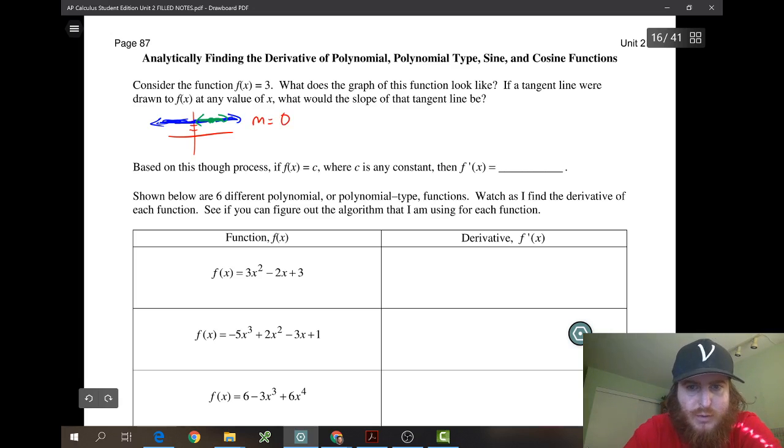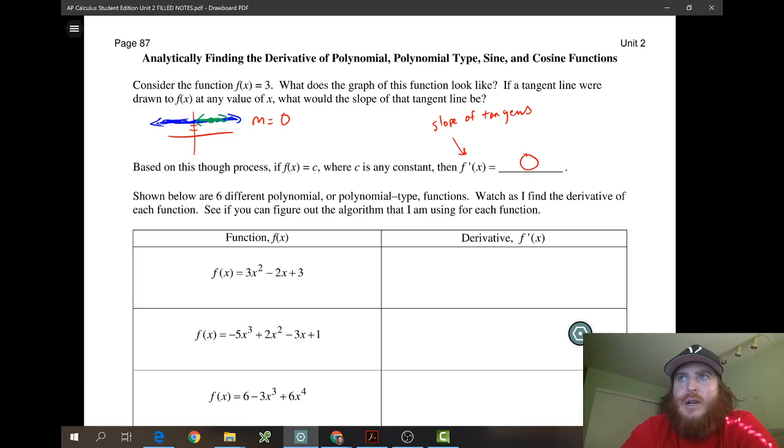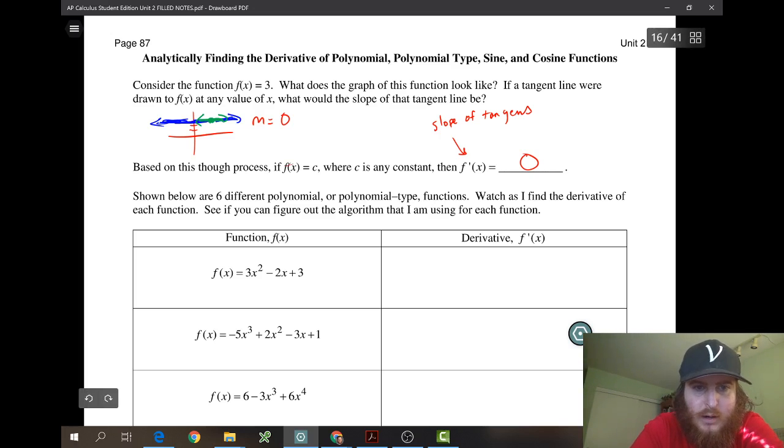So based on this process, we know that f prime of x, that is the slope of the tangent line, and this entire graph has a slope of 0. So it's always 0. So this is going to come up with a rule that, basically, anywhere if f of x equals c, then the slope is 0.